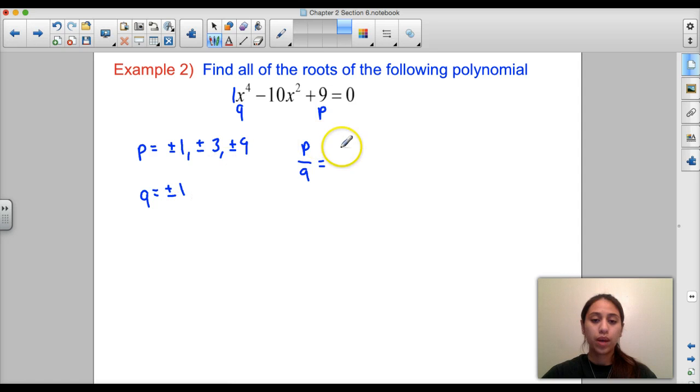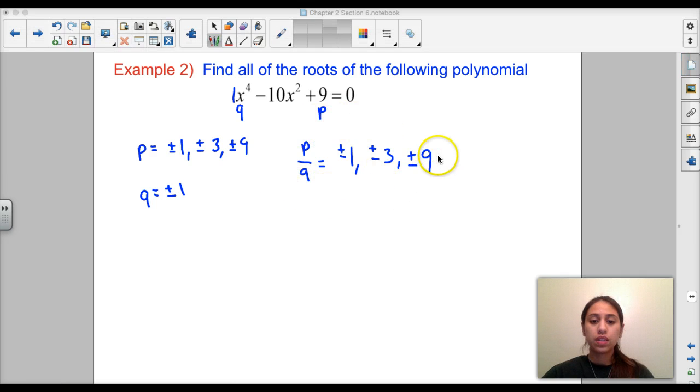Then we'll do our P over Q as usual to find our possibles. 1 divided by 1 is 1. 3 divided by 1 is plus or minus 3. And 9 divided by 1 is plus or minus 9. So now, given these possible roots, we need to see which ones actually are roots of this polynomial. To test whether positive 1 is a root, we can use synthetic division.